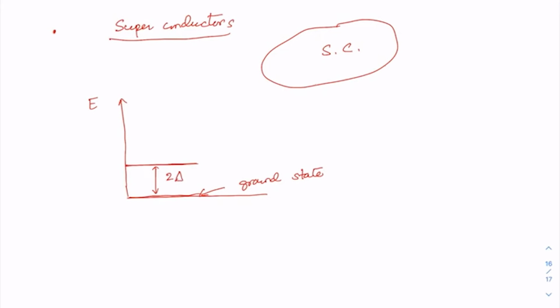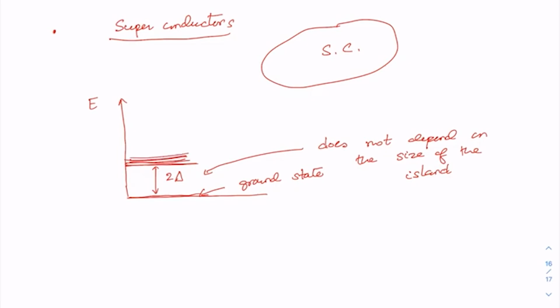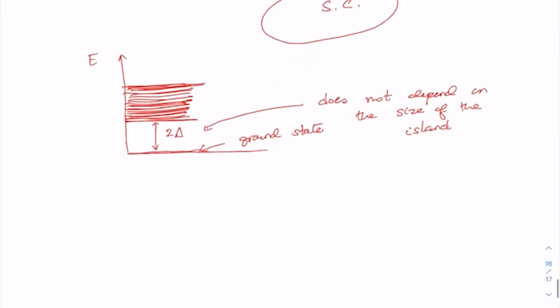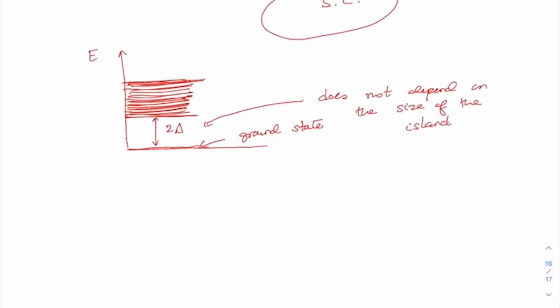And interestingly, this gap does not depend on the size of the island. Okay, this is extremely important. And then beyond this gap, there are closely spaced energy levels, and for most purposes, to a good approximation, they basically look like a continuum.